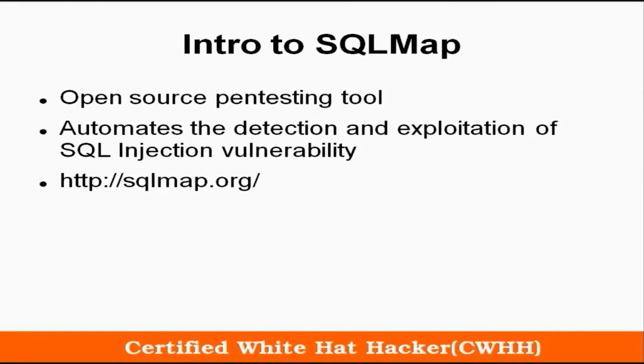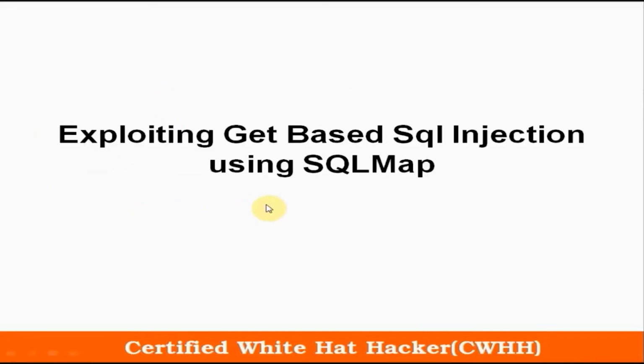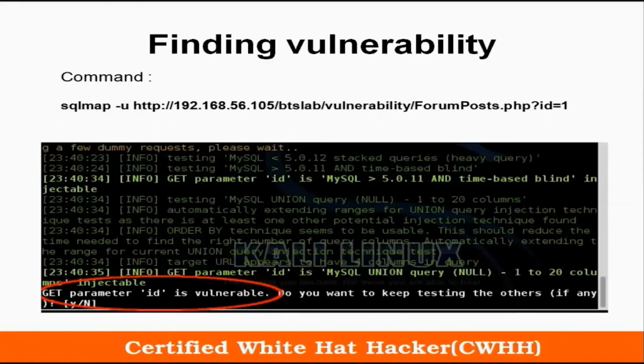So what is SQLmap? SQLmap is an open source penetration testing tool, and it automates the detection and the exploitation of SQL injection vulnerabilities. It is available at the URL over here, sqlmap.org. First let's see how to exploit GET based SQL injection using SQLmap. So this is the command to start exploiting. First you give sqlmap, space, -u, space, the URL that you want to target.